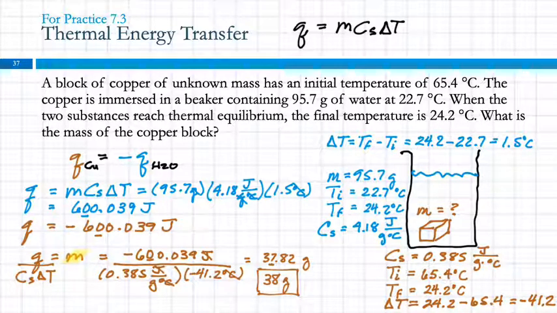Yes? So I got lost when we used the 41.2 for delta T. Mm-hmm. Because we had delta T as 1.5 degrees. So this is the change in temperature for the water, and this is the change in temperature for the metal. The changes in temperature are not the same because the masses aren't the same and the specific heat capacities are not the same.